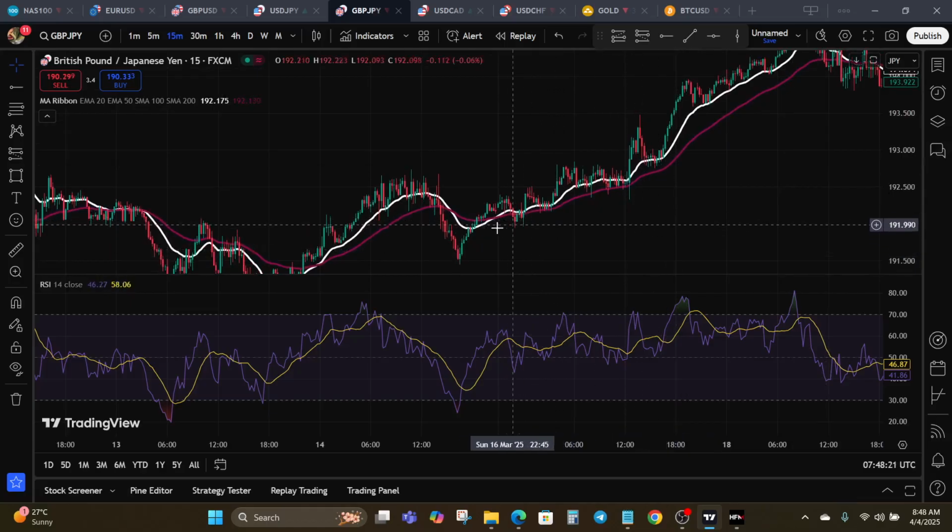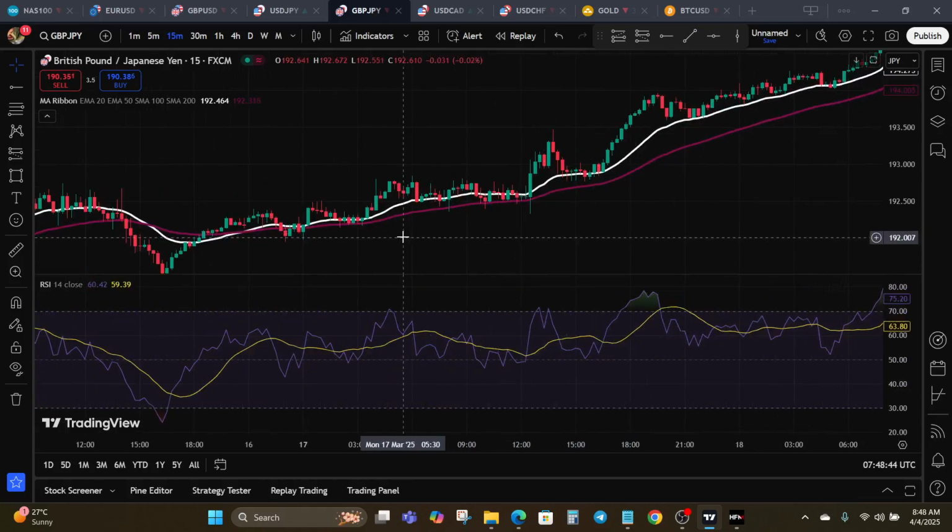Okay, so in this case, the 20 EMA crossed above the 50. We had a pullback to the 20 EMA. Once the alignment happens, make sure that the RSI is staying above the 50 for a long trade. RSI should be above the 50. Your entry comes when you get a bullish engulfing or pin bar off the moving average.